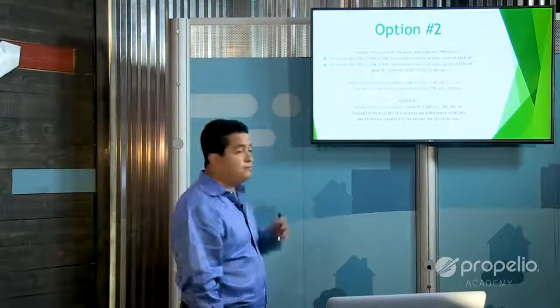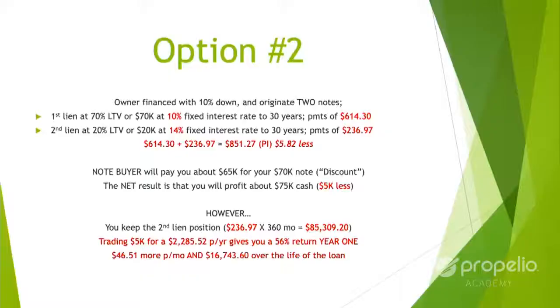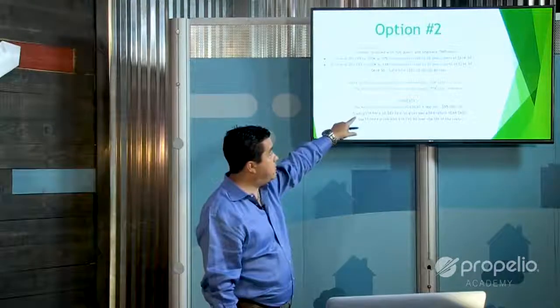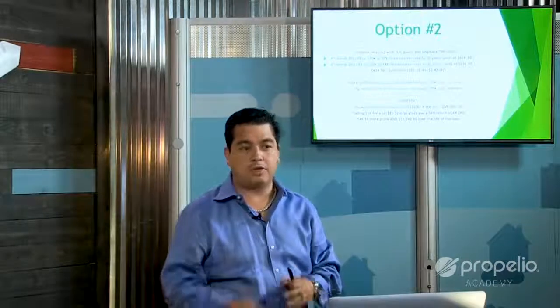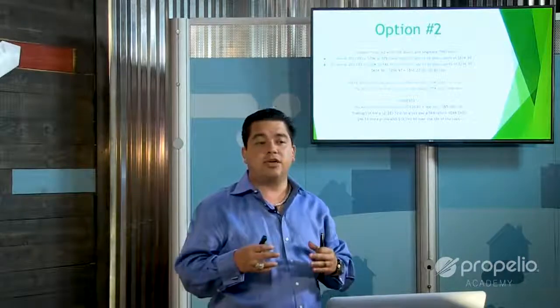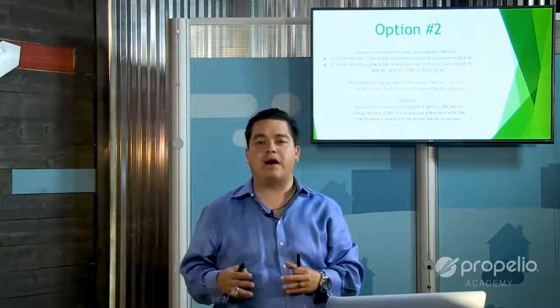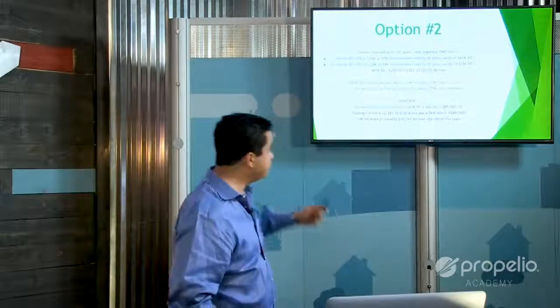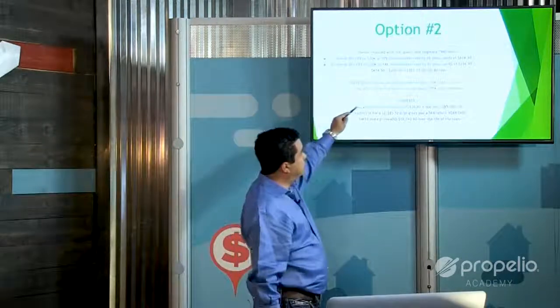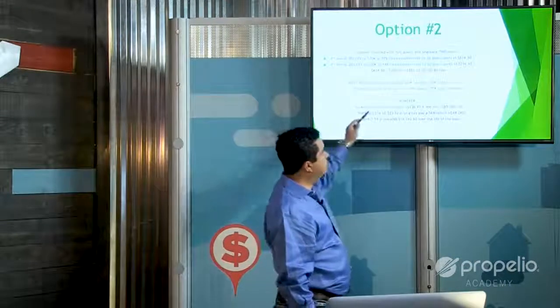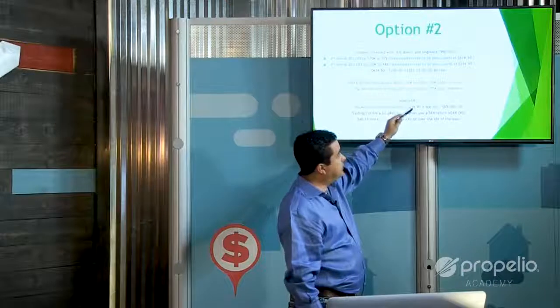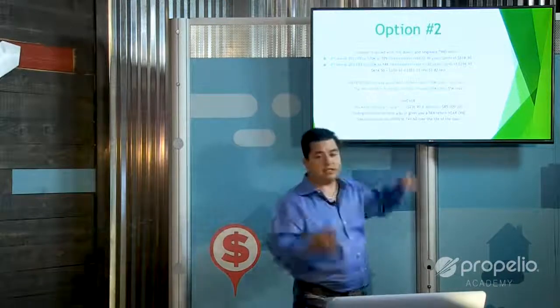But I'm telling you, if I'm before a judge and he asks me, are you comfortable charging a 14% interest rate? I'm going to say, well, on a second lien position that's much riskier, and in a situation where I'm lowering the payment by $5.82, absolutely, judge. I am 100% okay. You're within usury rates in the state of Texas, and you're still benefiting the buyer. You've lowered their payment. Now, keep on going with this. So the note buyer is still going to pay you about $65,000 for your $70,000 note. That's called the discount. The net result is that you will profit $75,000 cash, $65,000 from the sale of the note, plus $10,000 in down payment.